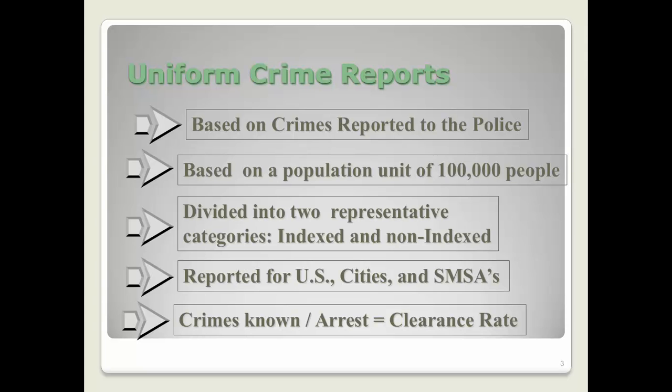The other kind of gem to come out of UCR is something called the clearance rate. The clearance rate is a rough measure of how effective the police are at solving particular crimes. It's rough because it's just the number of crimes known divided by the number of people arrested for that particular crime. So if there are 100 burglaries and 20 people get arrested for burglary, you would have a clearance rate of 20%. We'll talk about it when we talk about deterrence theory. It's a measure of how certain punishment is, and that's how folks have used it.